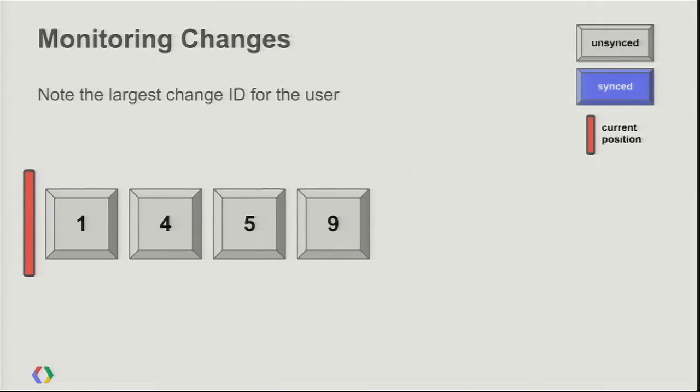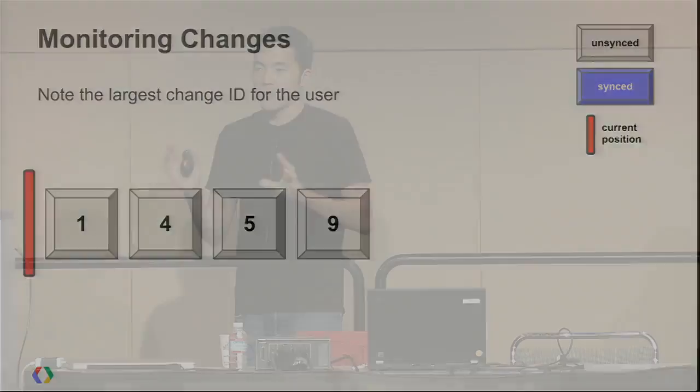So in this case, all you see here is we have 4 files. They each have a change ID associated with them. We haven't synced anything yet. Maybe the user just installed your application, in which case we haven't synced anything. Keep in mind here that 9 is our largest change ID, and we're just about to start syncing.